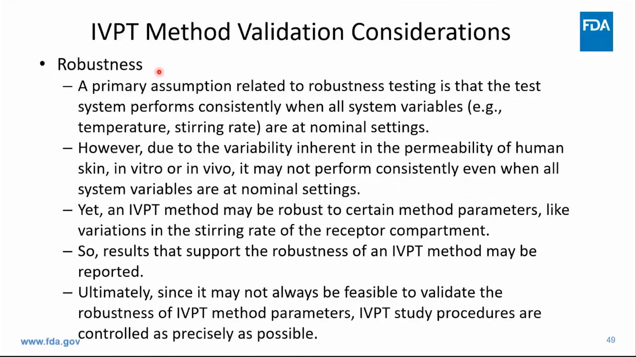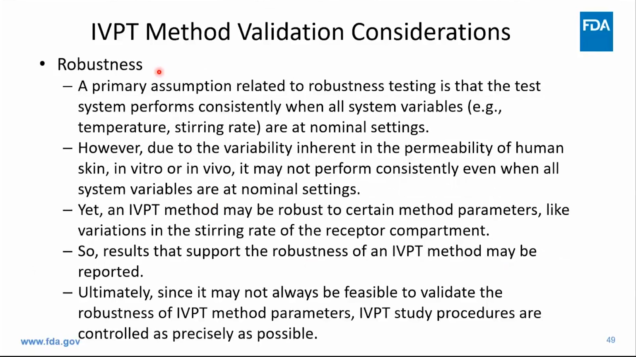Now, robustness. It's important to differentiate robustness from all the other validation considerations. I discuss it because robustness is a routine component of any typical method validation. However, one does not need to, and one may not even be able to, demonstrate robustness, because here you're working with actual human skin that exhibits biological variation.